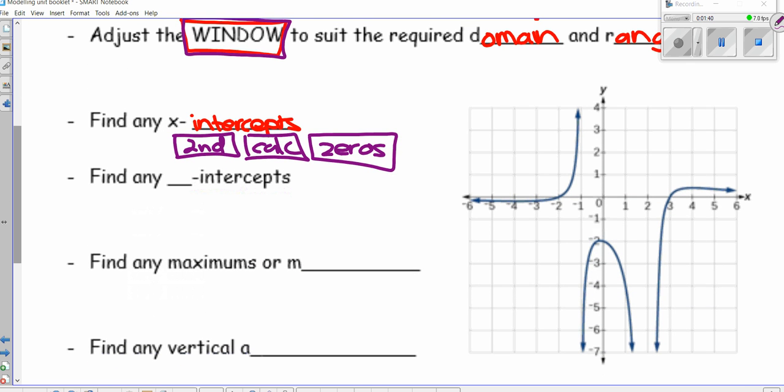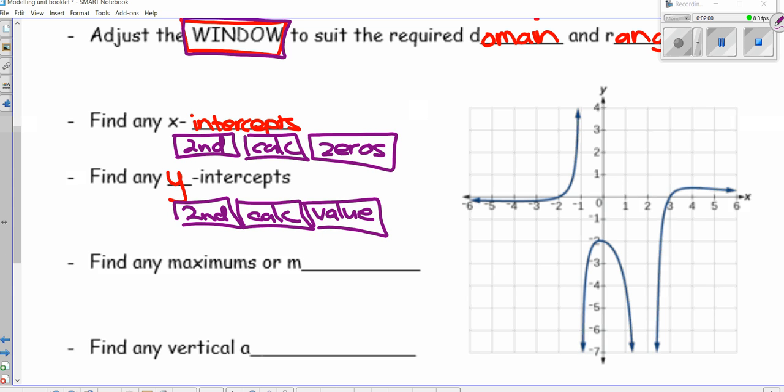Find any Y intercepts is what we're asking there. To do them, you would have to go second calc and value. And at the Y-intercept, what is the X value? Always a 0. So then you have to type in 0. Yes, that's how you could find the Y-intercept. So you go second calc value, because at the Y-intercept, X equals 0.